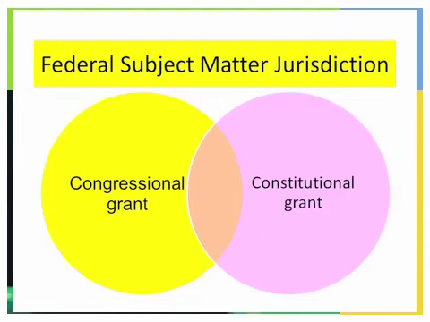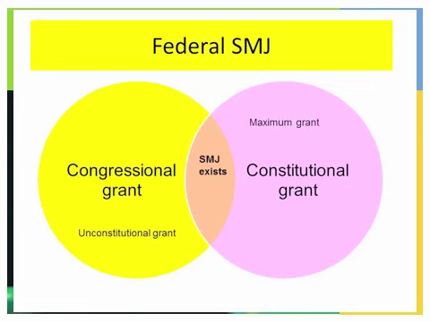So for people who like visual representation, let's think of it this way. Here's a Venn diagram. The yellow circle is the congressional grant, the statute itself, where Congress says, okay, we're creating a district court and here's what they can hear. The pink circle represents the constitutional grant under Article 3. So we think about it this way: the overlapping section, where the Constitution both permits and Congress has now authorized, is where subject matter jurisdiction actually exists. It needs to fit both Article 3 and the statute.